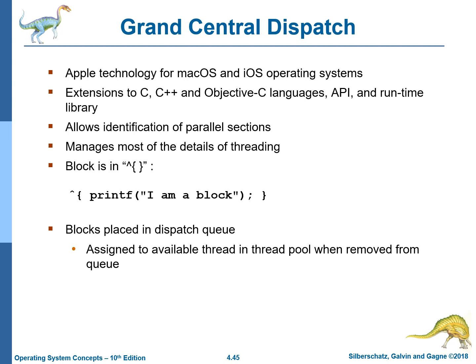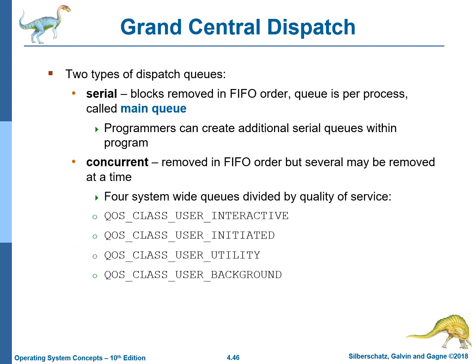Grand Central Dispatch is an Apple technology for Mac OS and iOS operating systems. It includes extensions to the C, C++, and Objective-C languages, an API, and a runtime library. It allows identification of parallel sections, and it manages most of the details of threading. Blocks are placed in a dispatch queue. A block is assigned to an available thread in the thread pool when removed from the queue. There are 2 types of dispatch queues, which are serial and concurrent.